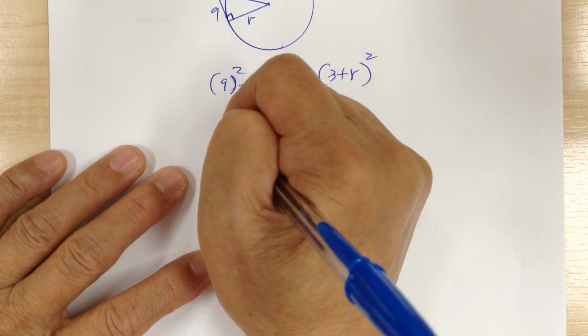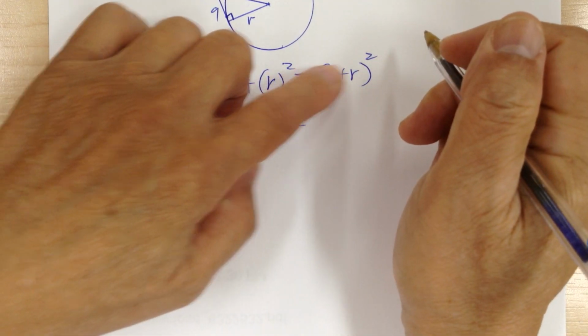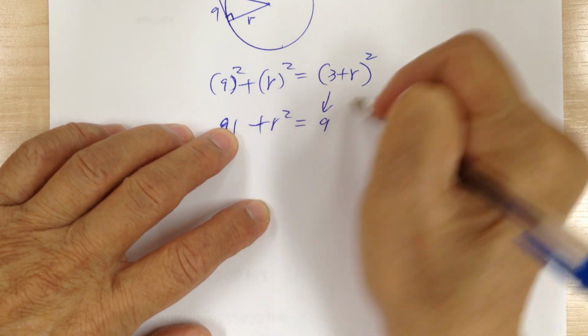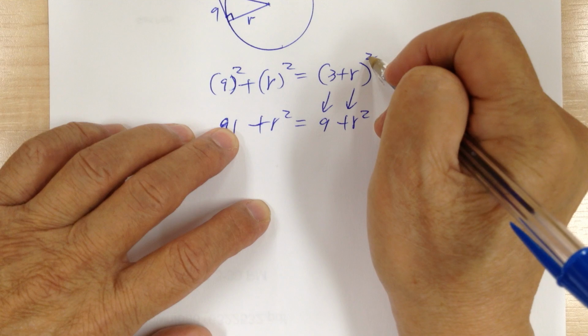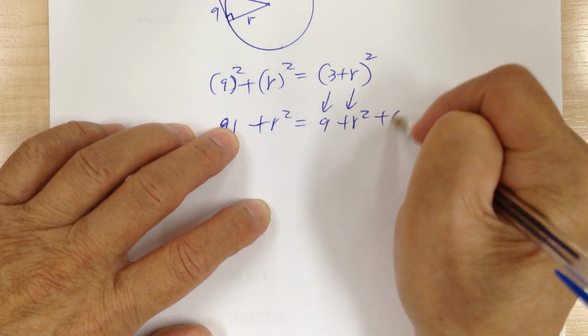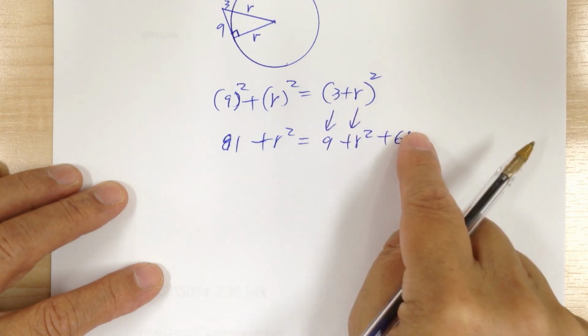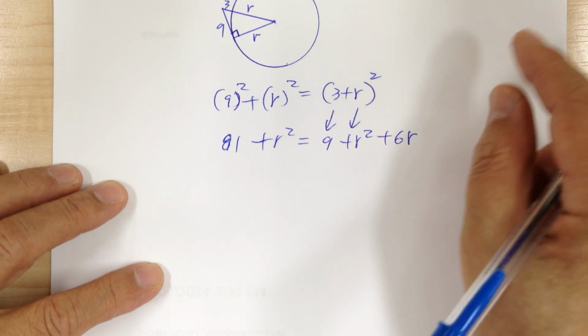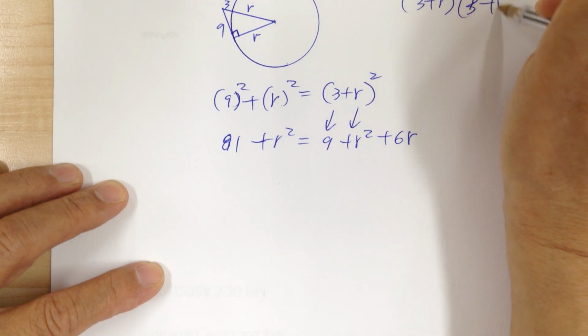So 81 plus r squared equals, now when you square this, you're going to get 9. You square this, you're going to get r squared. But there's a middle term. You're going to have 2 times this times that, which would be plus 6r. So don't forget your middle term. If you don't see that, go ahead and write it out. Use your FOIL method: 3 plus r times 3 plus r.